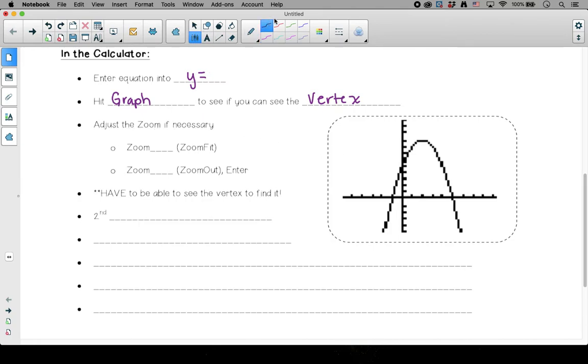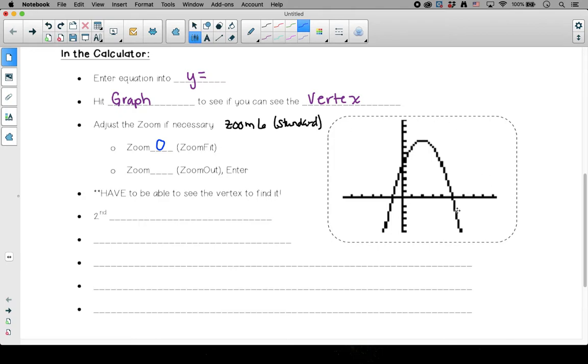The normal zoom that most of the time you'll see is zoom 6, which is your standard window. The standard window gives you a 10 by 10 scale, so 10 on the positive x, 10 on the negative x, 10 on the positive y, 10 on the negative y. That's the standard window.